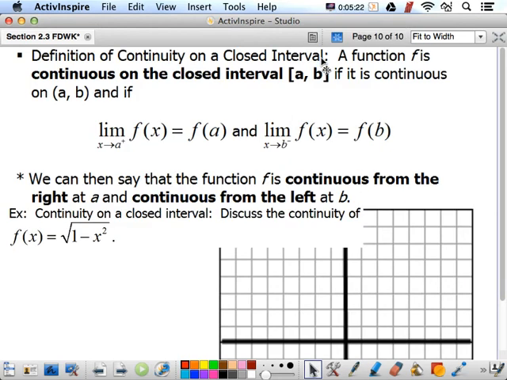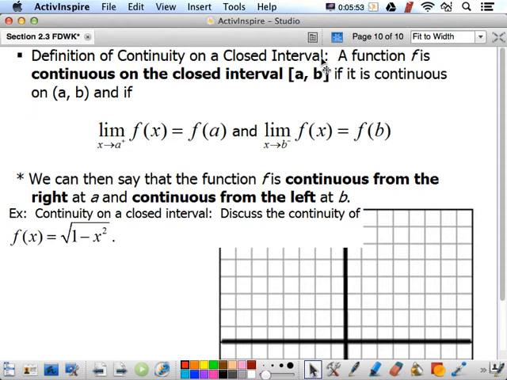So most of the time when we discuss continuity, we discuss it on open intervals. But there is a time when you are allowed to say that something is continuous on a closed interval. And it's seen most frequently with square root functions or even root functions. So the definition of continuity on a closed interval states this. A function is continuous on the closed interval from a to b if it is continuous on the open interval from a to b and if the following is true.